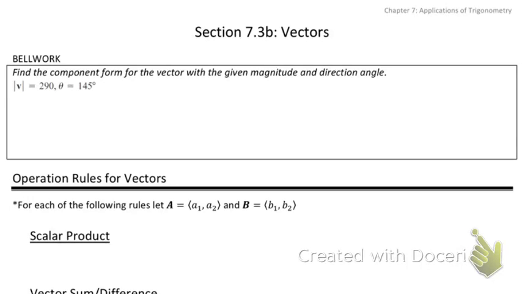The thing I want to point out to you is that it says find the component form. Does it say find the magnitude of the components? No, it just says component form. Component form can have negatives in it. So let me show you the work that I had done.